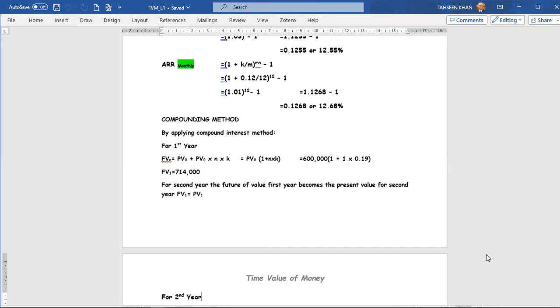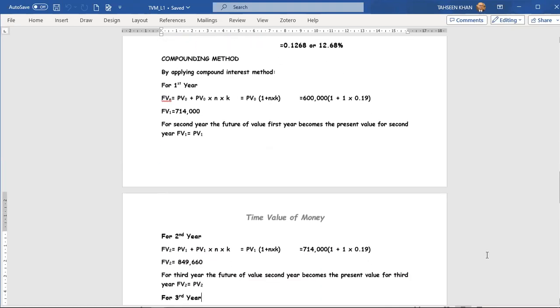PV naught plus PV naught multiplied by N multiplied by K. So PV naught is equal to 600,000, and for the first year the future value comes to 7,14,000, and for the second year the future value of the first year becomes the present value for the second year. This concept is also called interest on interest.